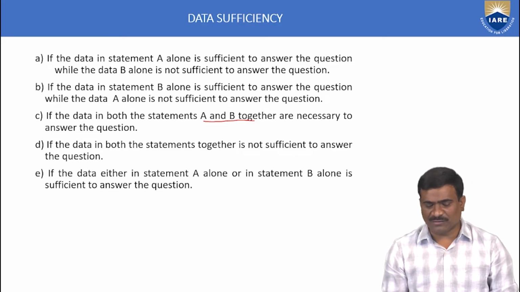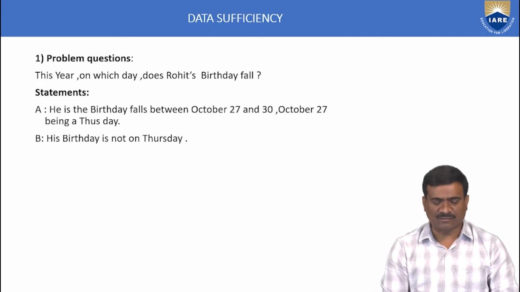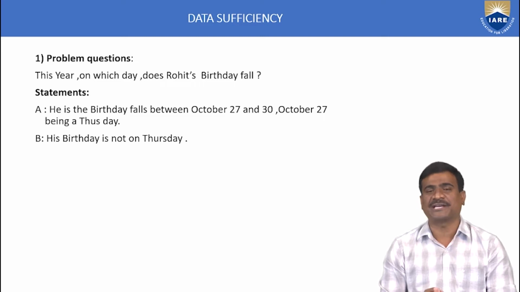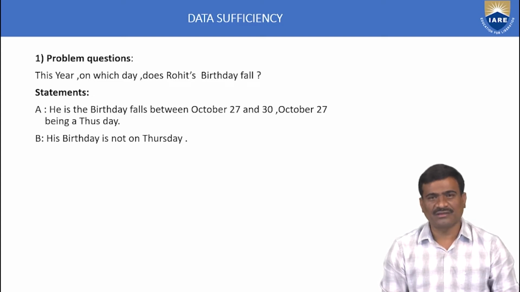Here are the next examples in data sufficiency. The first example: this year, on which day does Rohit's birthday fall? Statement A: his birthday falls between October 27th and 30th, October 27th being a Thursday. Statement B: his birthday is not on Thursday.